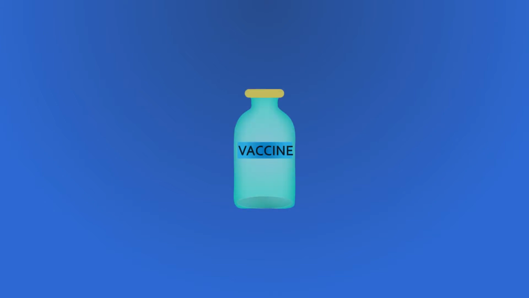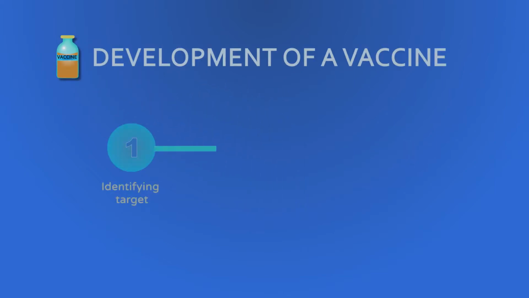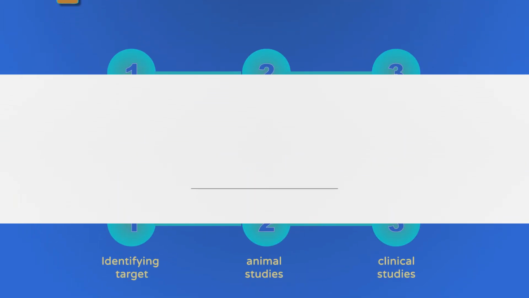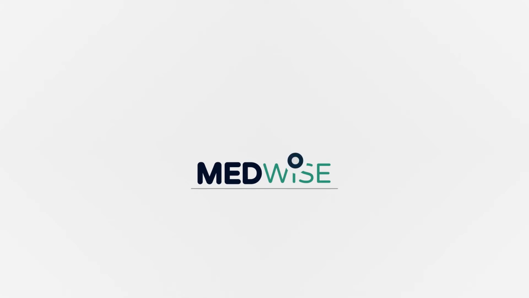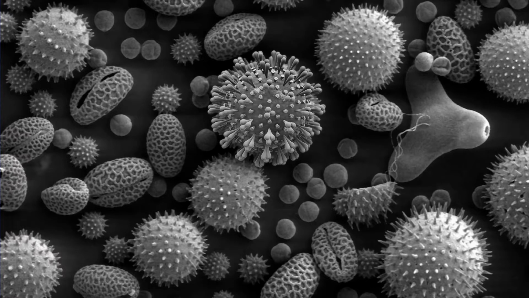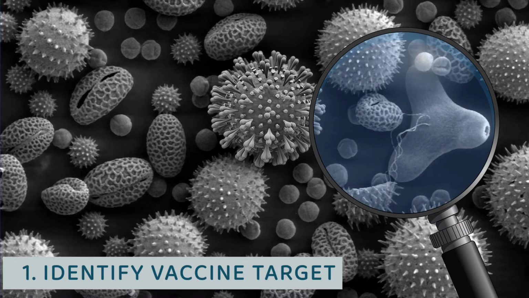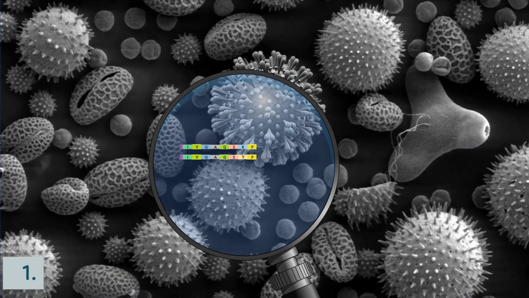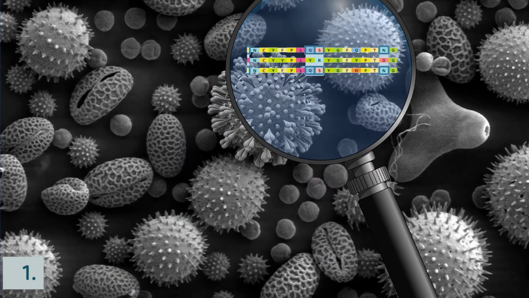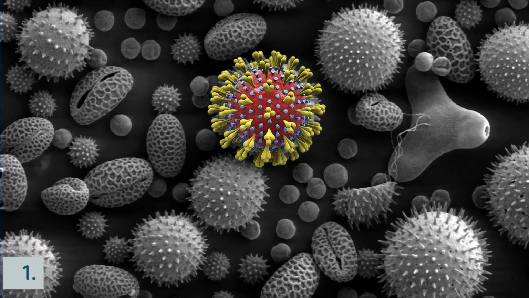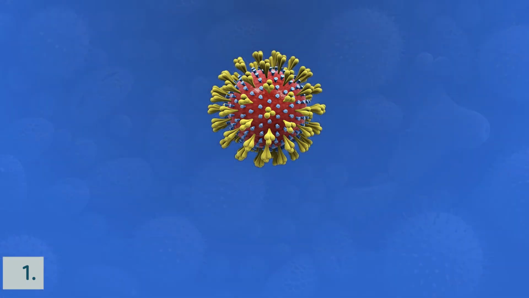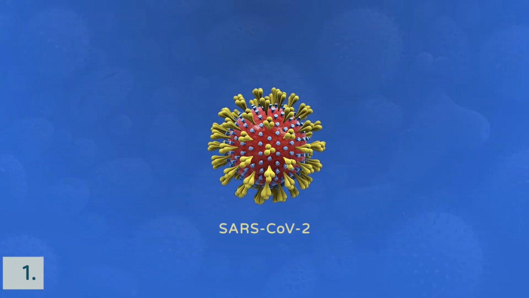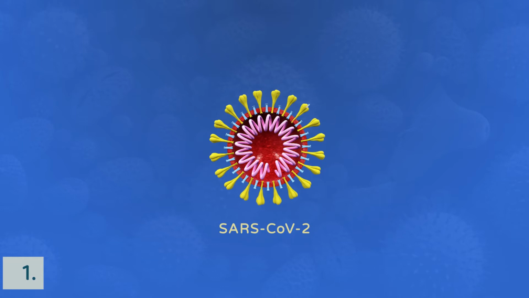The development of a vaccine for a novel disease is a tedious task and usually takes years. A simplified version of the process is discussed here. The first step involves research on the causative organism to identify a potential target for vaccine preparation. As an example, let's take the coronavirus. When its structure was studied in detail, the spike protein was identified as a potential target for vaccine development.